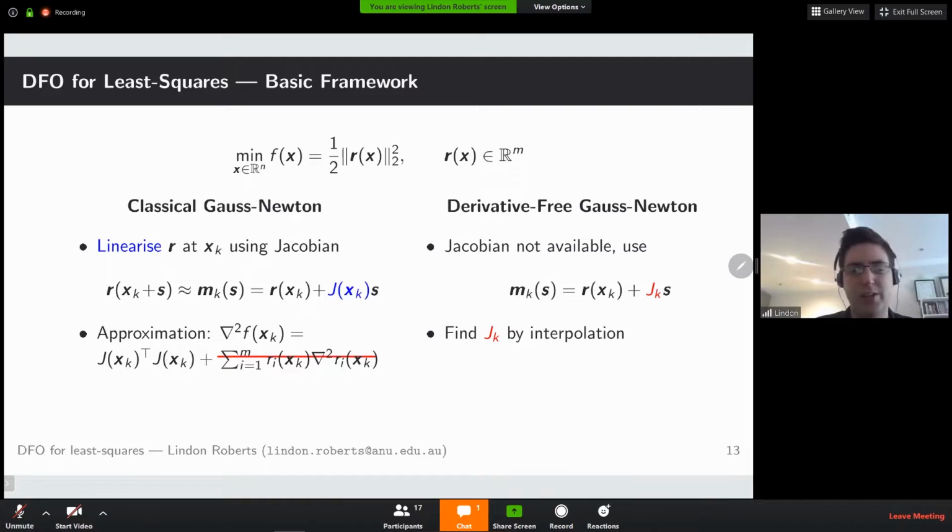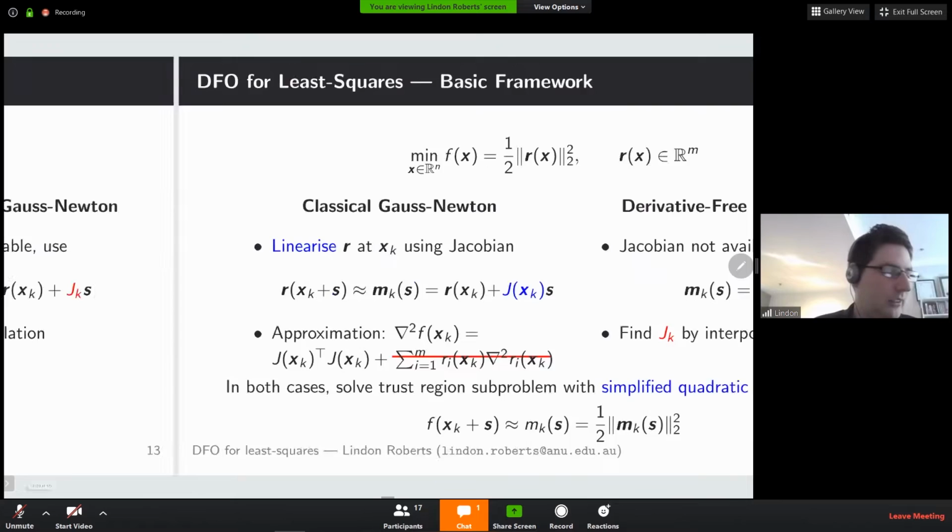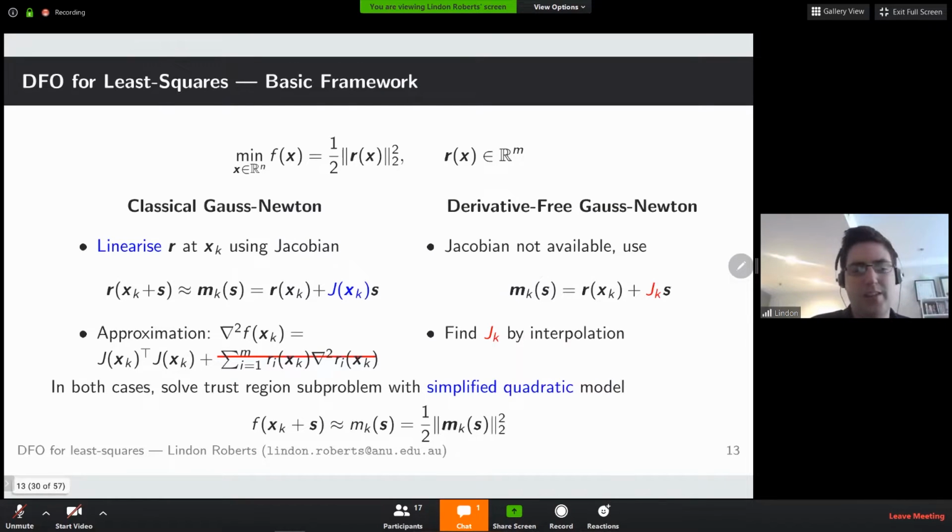So we maintain an interpolation set and we use that to find J, and then we've got a linear model for r. In both cases, classical Gauss-Newton and derivative-free Gauss-Newton, we can use a model for the trust region subproblem, so a model for f that is just the sum of squares of our model m, because m is approximating r. If we just take the sum of squares, we get the square of a linear function, so we get a quadratic model that approximates f, and it's a simplified quadratic model in the sense of this approximation that I've written on the left-hand side here.